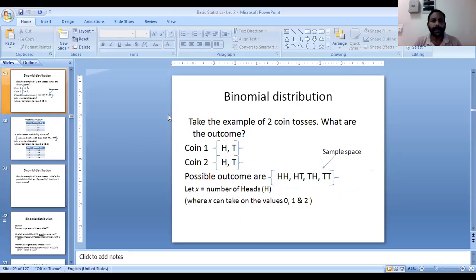Taking an example, tossing two coins. If you toss two coins, what are the possible outcomes? From coin one, the possible outcomes are head and tail. Then from coin two, another two possible outcomes. If you look at the cross product of all these, you end up with a sample space of head head, head tail, tail head, tail tail.